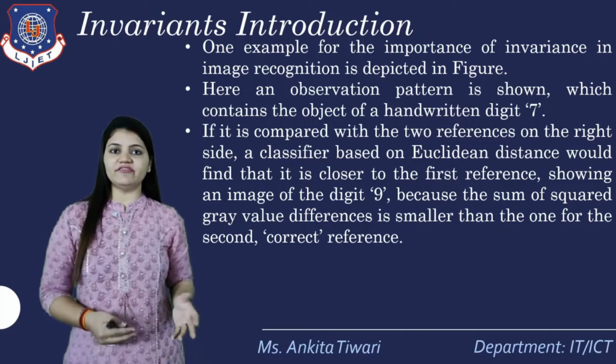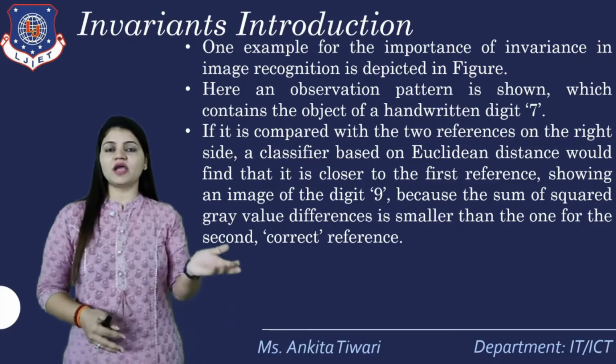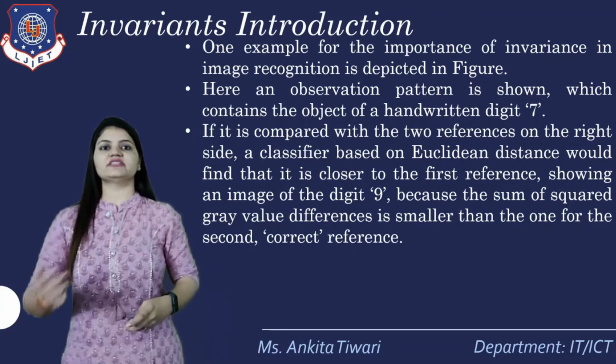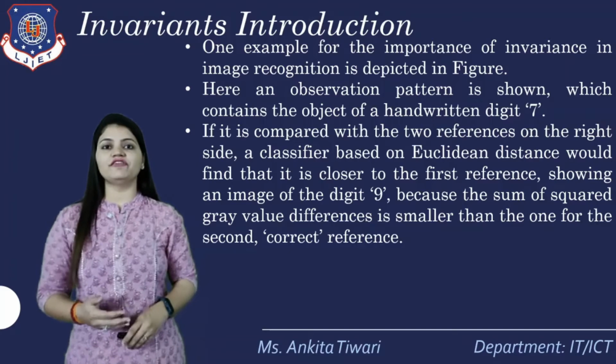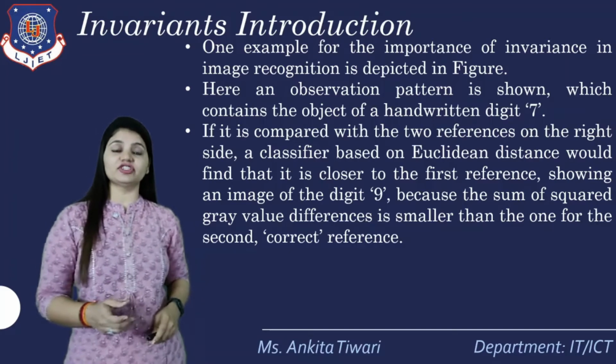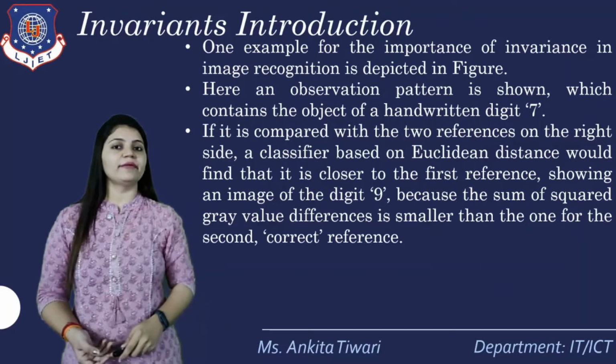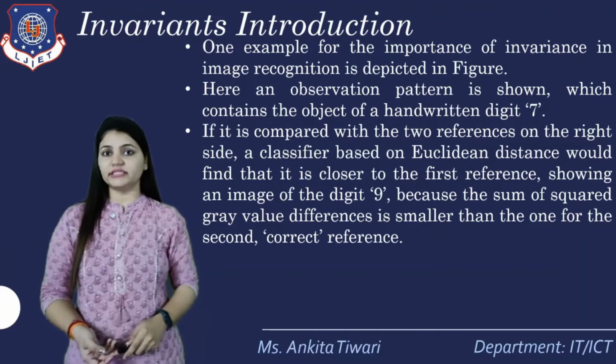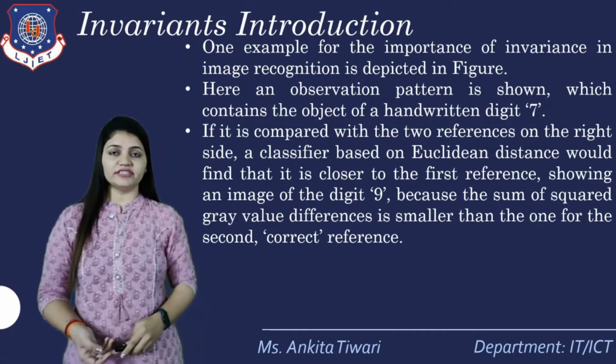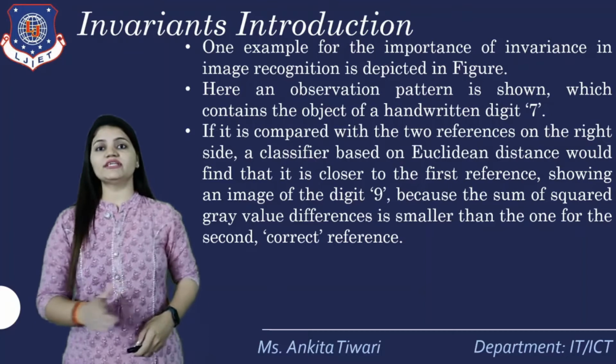On the left hand side we have two references. Is the first reference much closer or the second reference? The first case shows an image of the digit 9, and because the sum of the squared gray value differences is smaller than the one for the second, the wrong reference is closer. So which one is the correct one?